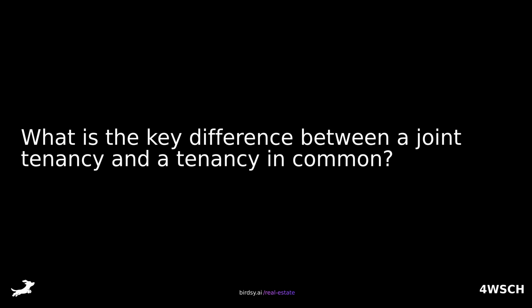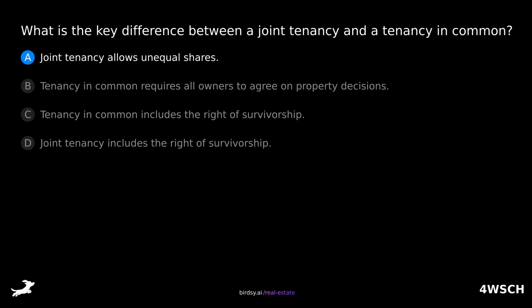What is the key difference between a joint tenancy and a tenancy in common? Is it A, joint tenancy allows unequal shares? B, tenancy in common requires all owners to agree on property decisions? C, tenancy in common includes the right of survivorship? Or D, joint tenancy includes the right of survivorship? The answer is D. Joint tenancy includes the right of survivorship.